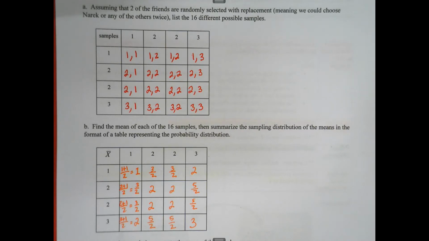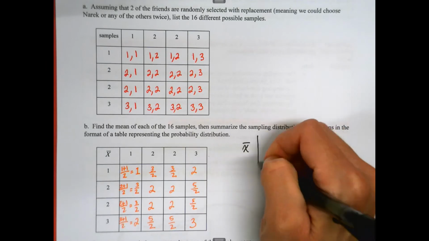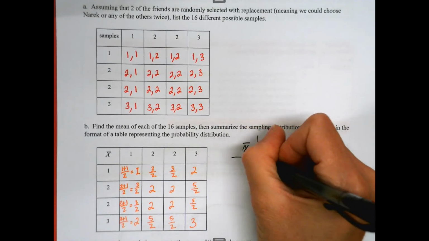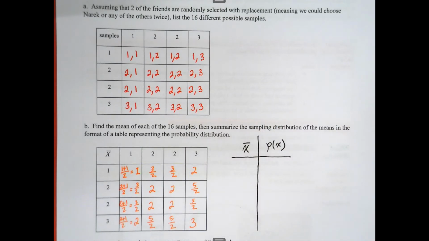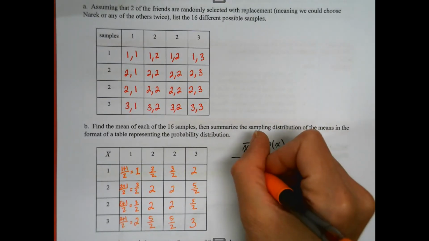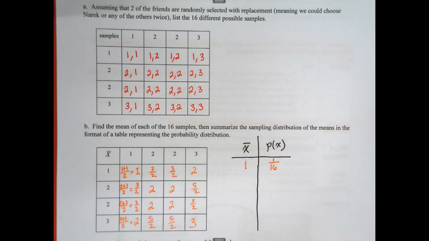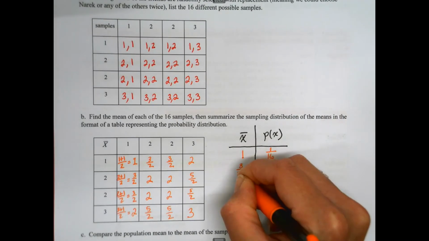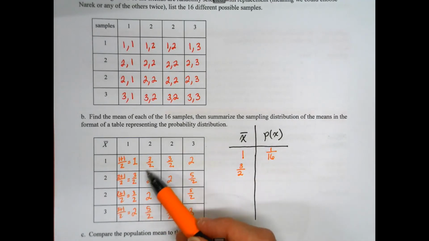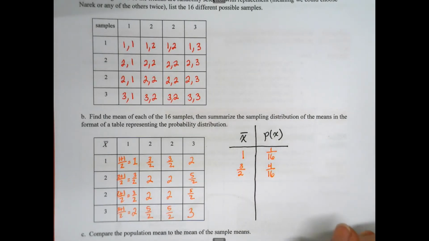Then it tells us to represent this as a probability distribution. A probability distribution is just a table. We're going to have our mean and then the probability of that mean occurring. We have a mean of 1, and there is 1 out of 16 different options there. We got a mean of 1.5, or 3/2, and there were 1, 2, 3, 4 of them, so 4 out of 16. We got a mean of 2.